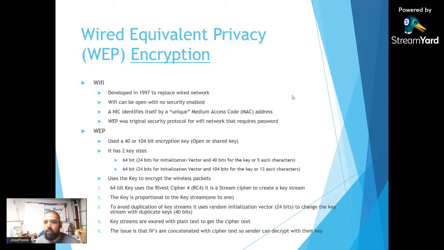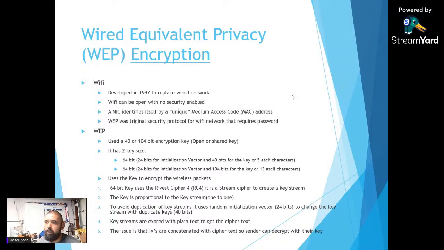So to go through a little bit of the wireless, the Wired Equivalent Privacy, WEP encryption. This was developed later in the 1990s as a replacement to the wired Ethernet protocol. So they wanted to invent something that was over the air, a wireless protocol, WEP. With this protocol, there was a 40-bit and 104-bit encryption key. They used both open key and shared key protocols.